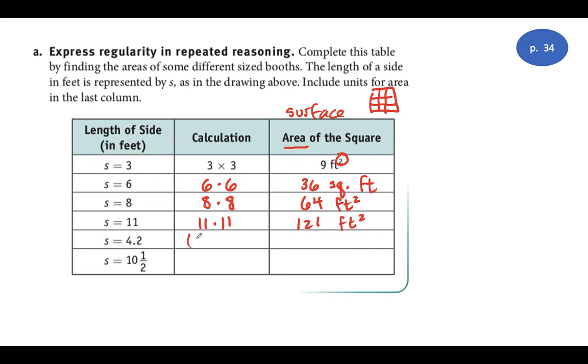If the side length is 4.2, 4.2 is fine. It doesn't have to be a whole number. We can multiply 4.2 times 4.2, and you should get 17.64 square feet.